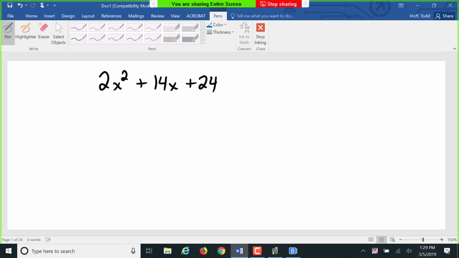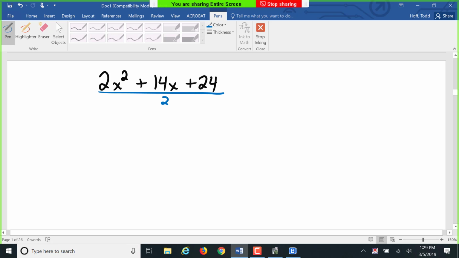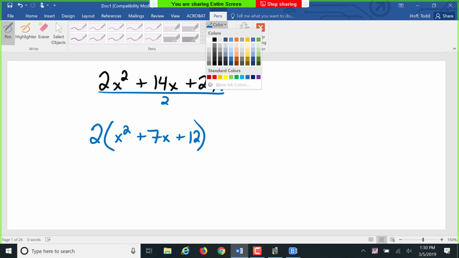So what are we going to do? Look for a common factor. Do we have one? Yeah, every number there is divisible by 2. Is the variable part of the common factor? No, because there's no variable in that third term. But we can divide out that 2. 2x squared divided by 2 is just x squared. 14x divided by 2 is 7x. 24 divided by 2 is positive 12.